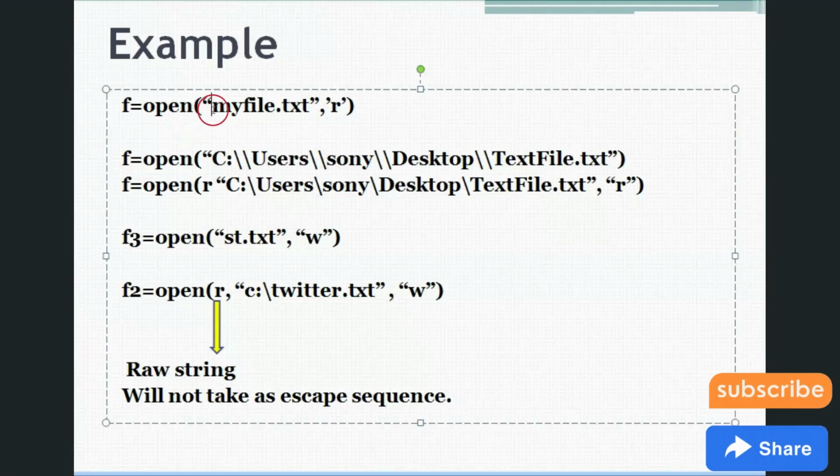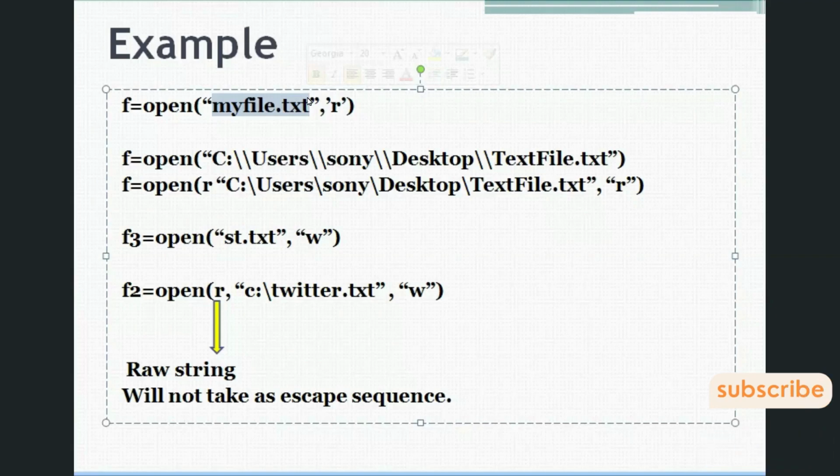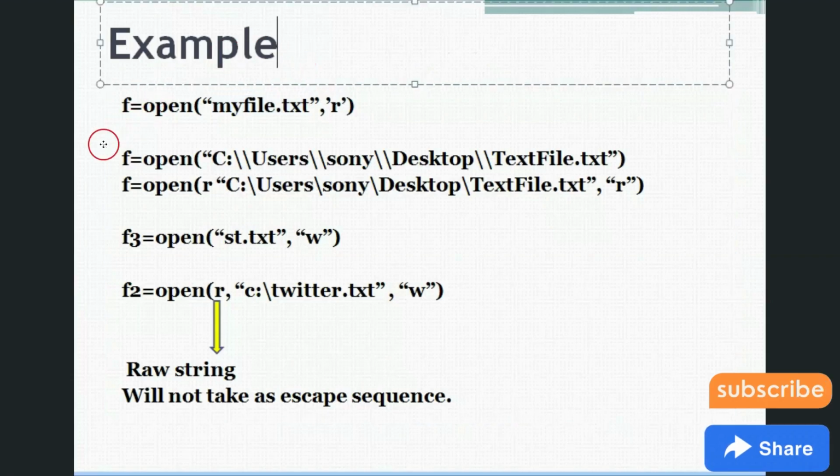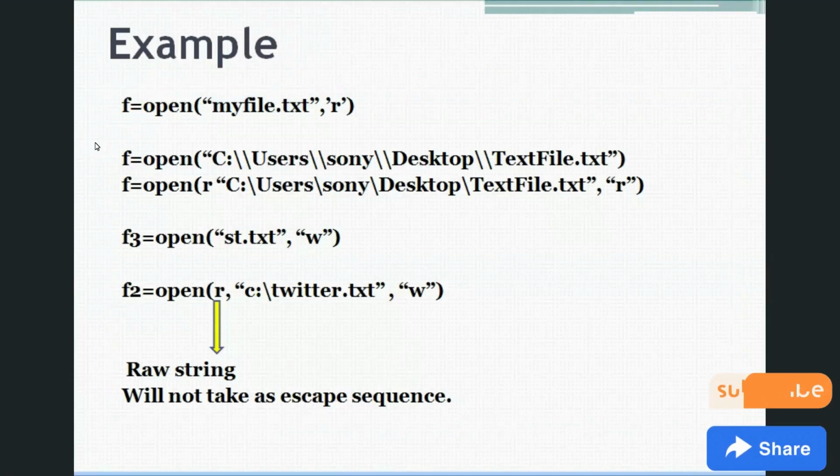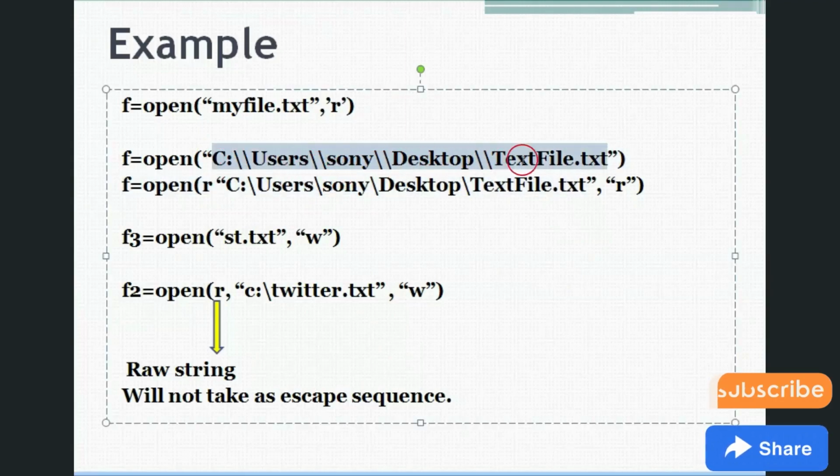So whenever the file is opened from the Python files programs, then you can mention the name of the file alone. But if you are trying to open a file which is not under your Python programming folder, if it is present somewhere else, then you should use the file path as in the second example. See, the second example uses what? Opening the file by using the file path name. So here the file name is textfile.txt, but it has been using the file path.